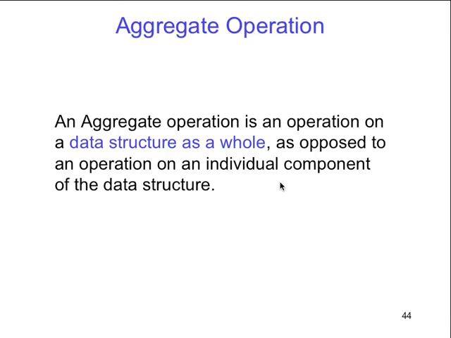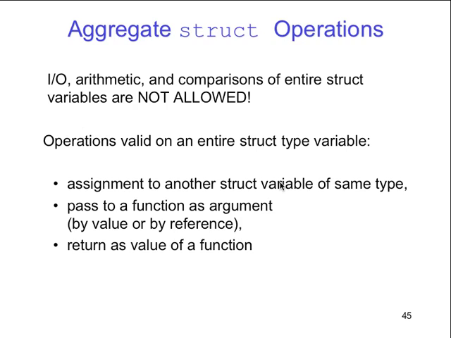We also have aggregate operations that we can do. An aggregate operation is an operation on the data structure as a whole, as an aggregate, as opposed to each one of the individual components that are part of the structure. So I/O, arithmetic and comparisons of the entire structure variables are not allowed. This is one of the interesting things about C++, it's inconsistent within the language itself. You can't do I/O on the entire structure, which, okay. Operations that are valid on the entire structure would include assignment to another structure variable of the same type.